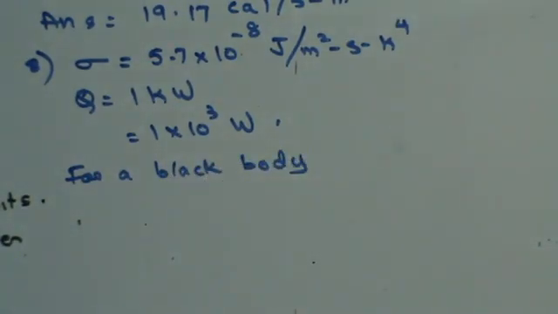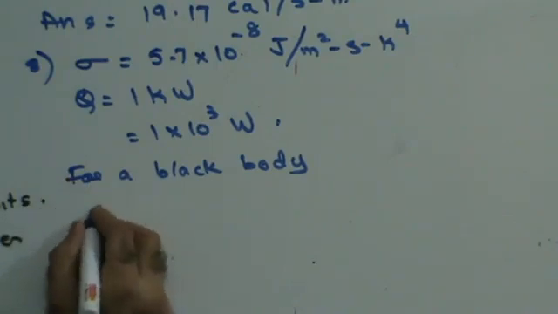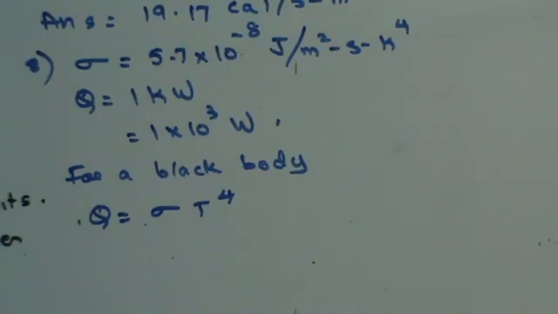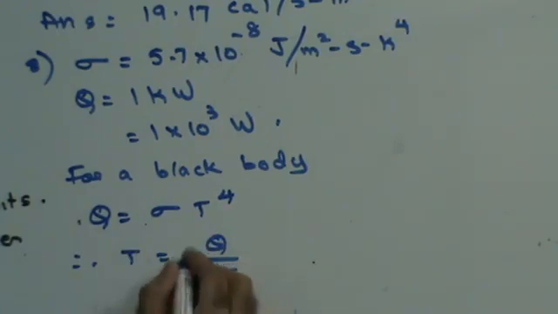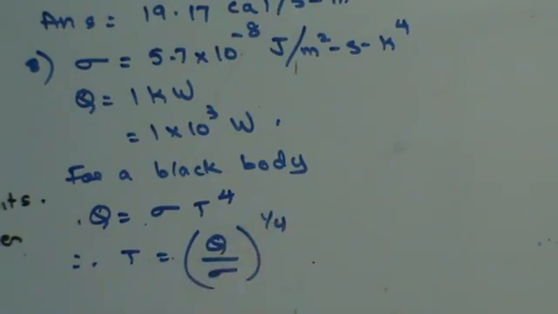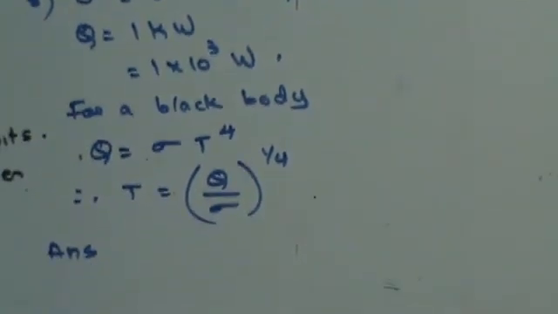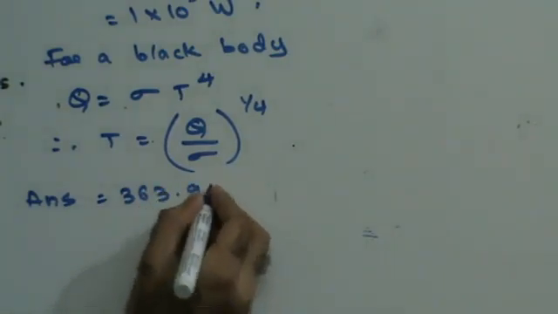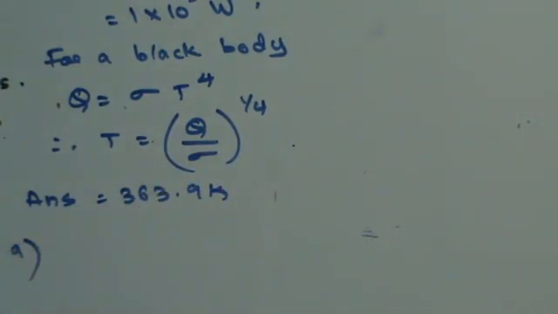I can say that for a black body, Q is equal to sigma T raised to 4, right? So therefore T is Q upon sigma, the whole raised to 1 by 4. You have Q, you have sigma, you have to find out the fourth root of it. You should be able to get the answer. The answer for this should be 63.9 Kelvin.